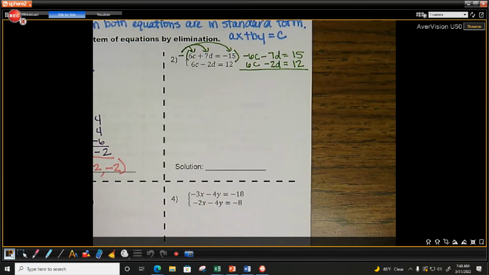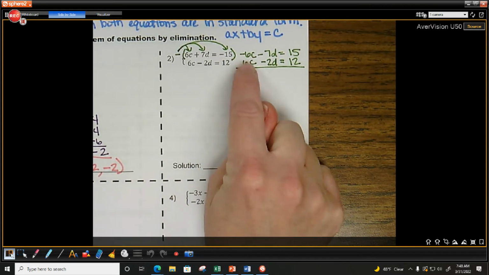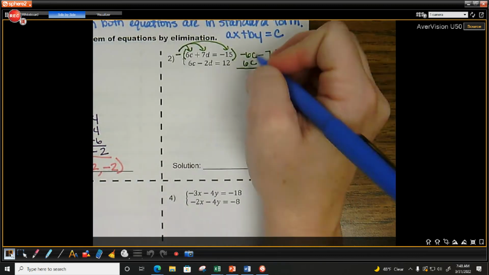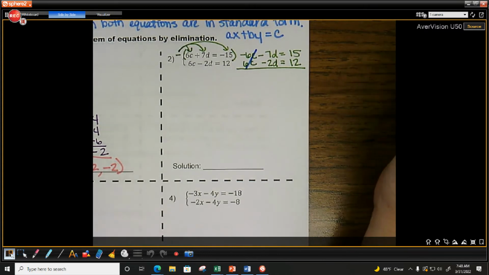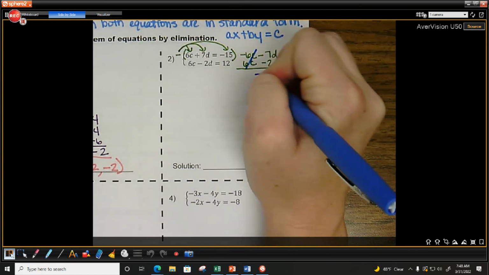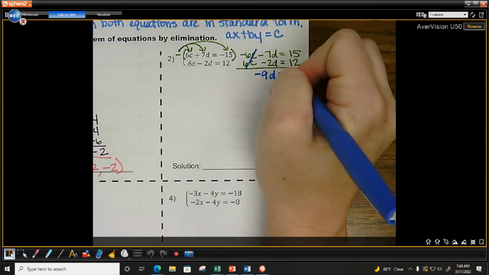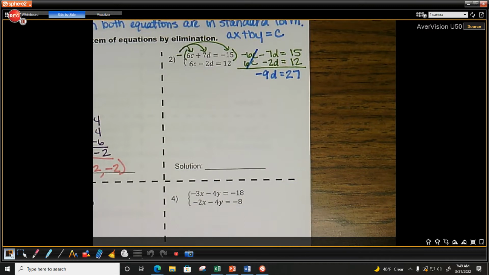Before you eliminate, make sure that one of the variables will actually eliminate. Do my c's now have the same coefficient? Are they opposite signs? So they now will eliminate. So what's negative 6c plus 6c? They eliminate. They cancel out. What's negative 7d minus 2d? Negative 9d. Very good. What's 15 plus 12? 27. Again, after doing your elimination step, one of the variables should be eliminated. You are left with an equation that only has one variable.